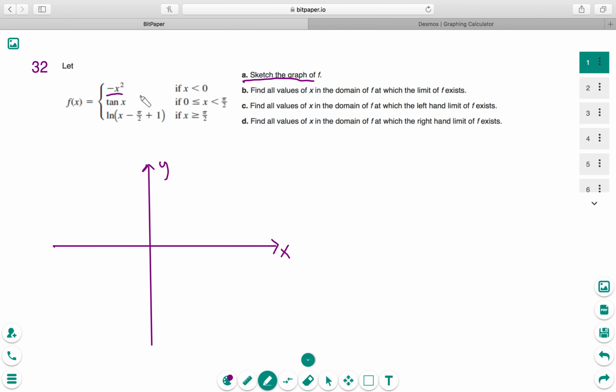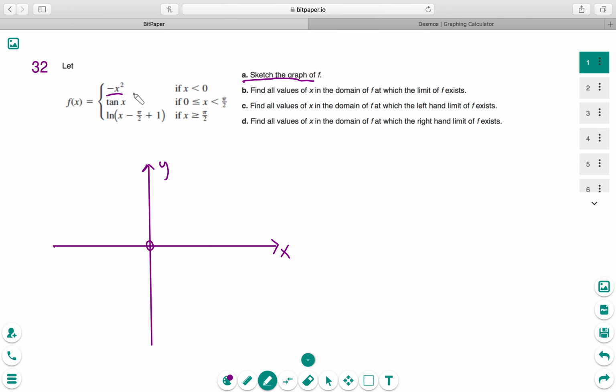Alright, so these first two parts are pretty straightforward. This is one weird function, but this one right here, negative x squared if x is less than 0, right? So at this point 0, let's say you plug in 0 right here, it's going to be 0, right? So this point would be part of this function, but since it's not, I'm going to put a hole right here.